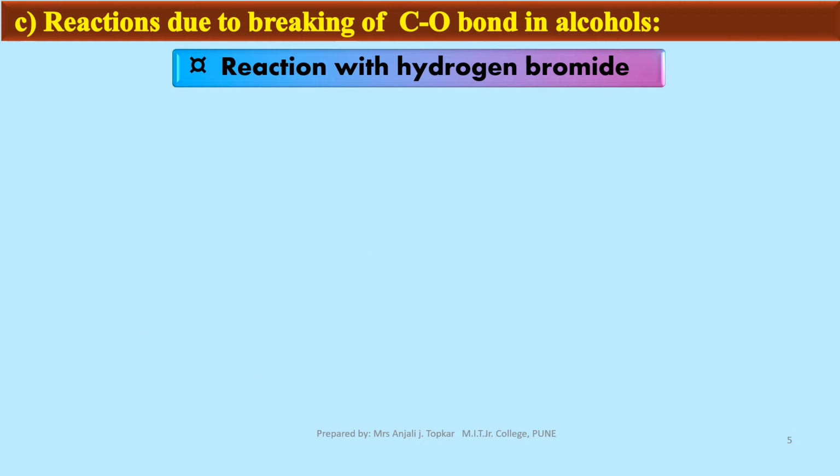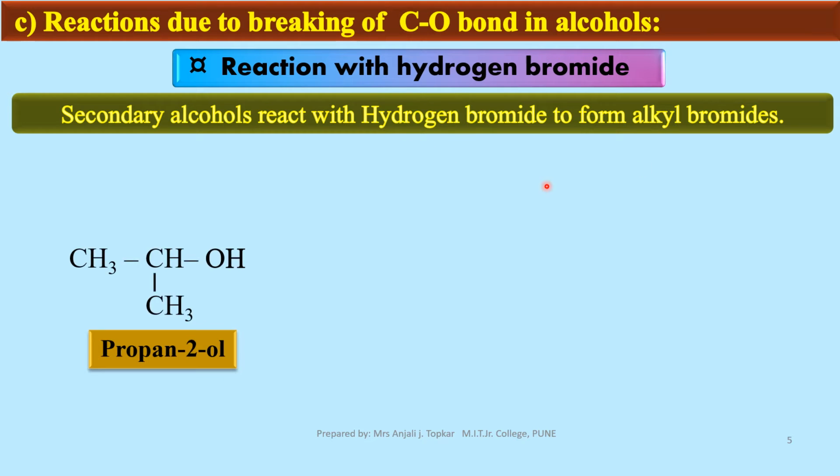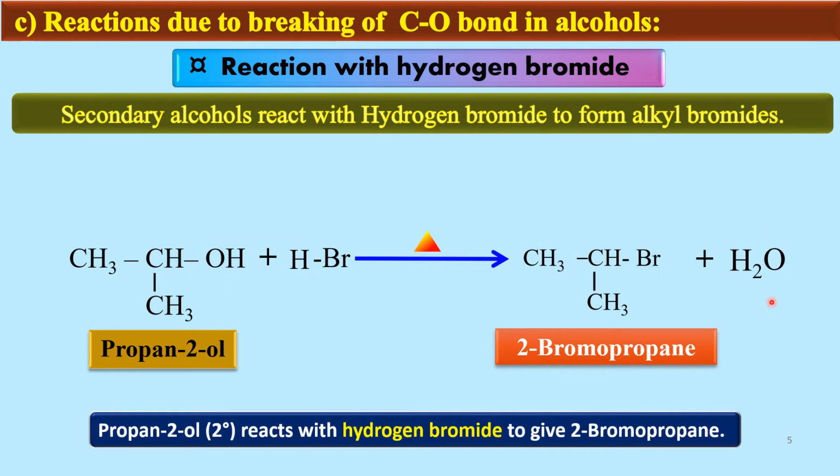Let's see the reaction with hydrogen bromide. Secondary alcohols react with hydrogen bromide to form alkyl bromides. Here it is a secondary alcohol, that is propan-2-ol. When it is treated with HBr, it gives 2-bromopropane, plus a water molecule is removed. Propan-2-ol, that is a secondary alcohol, reacts with hydrogen bromide to give 2-bromopropane.